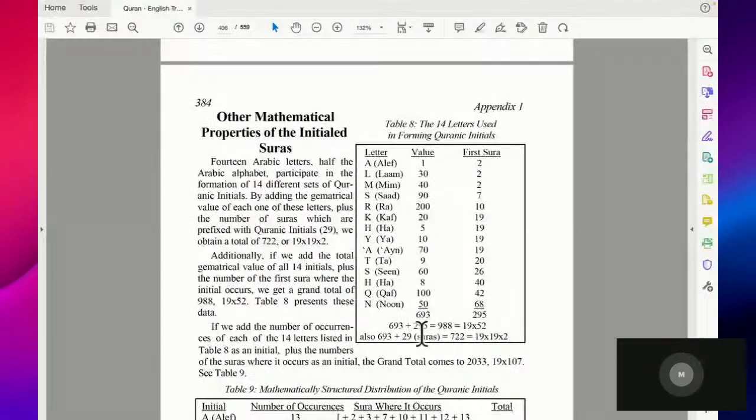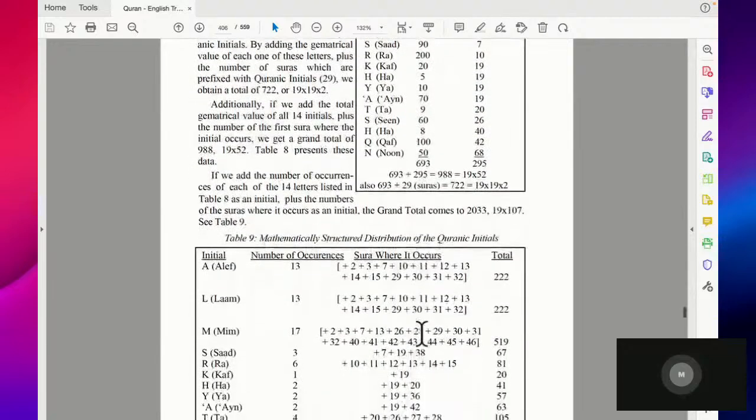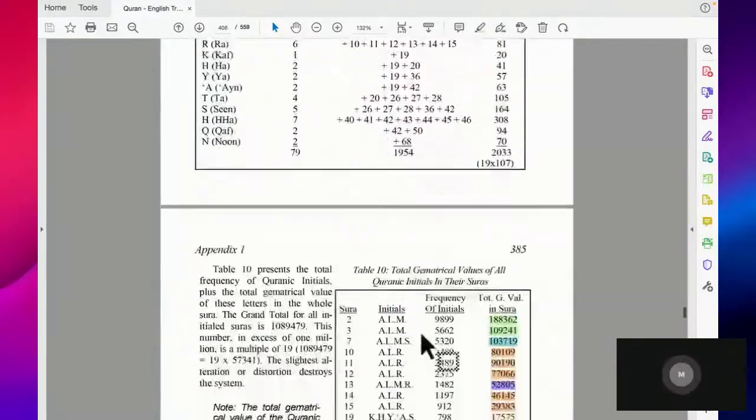SubhanAllah, we're talking about a book which is more than 1400 years old. And after all these years, all these things which have been brought in this Quran are absolutely intact and are absolutely wonderfully preserved by this awesome mathematical miracle in the Quran.